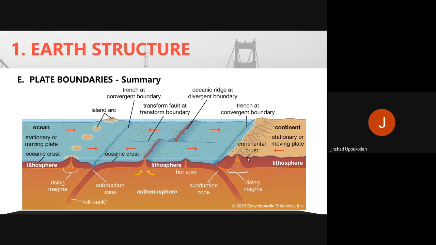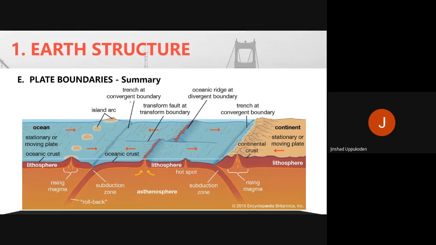All these things have been given in one single figure here. Here the two oceanic plates are coming toward each other, so one gets subducted under the other, forming island arcs. Here is an area of subduction, here there is another area, here there is another one. All different types of boundaries.